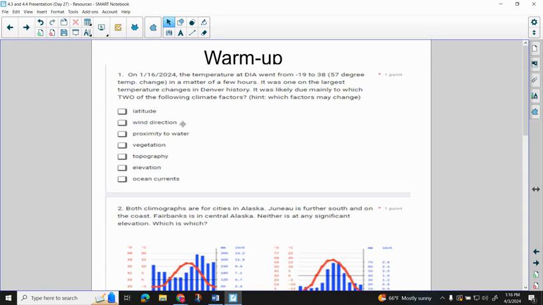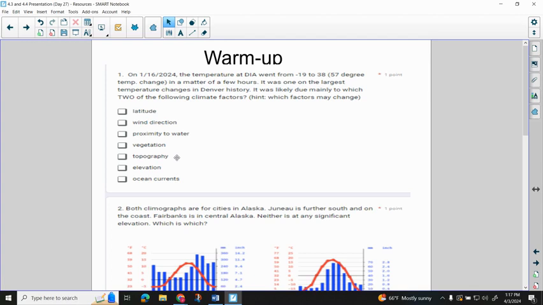Generally speaking, if winds are out of the north, it usually brings a colder wind. If winds are out of the south, it brings a warmer wind. In the case of Denver, the wind is actually out of a different direction, and I'll explain in a moment what led to that big change of 57 degrees. Proximity to water, we are nowhere near the water, and we're not getting any closer to the water. That's not changing, so that is not the answer. Vegetation has very little impact on climate, so that's not the answer. Elevation is set. We're not getting any higher or lower. So that is not the answer. And ocean currents, again, are far away and not going to have any impact. So the only one left is topography. And this one, in conjunction with the wind direction, is what led to that big change.